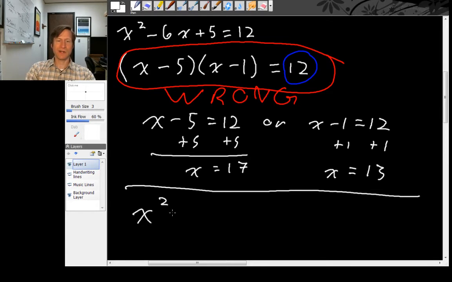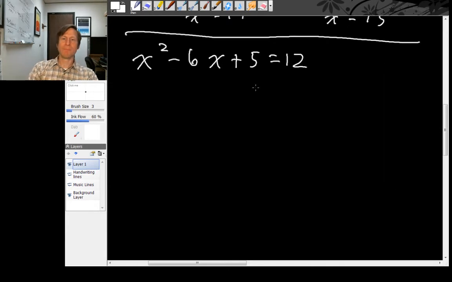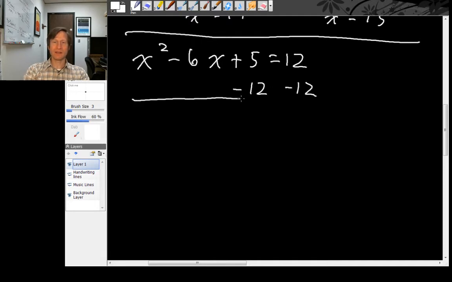So x squared minus 6x plus 5 equals 12. Let's try this again. To use the zero product property, we have to have 0 on the right. That's why it's called the zero product property. So the first thing we should do is make the right-hand side of this equation 0, and we can do that by subtracting 12 from both sides, like this.